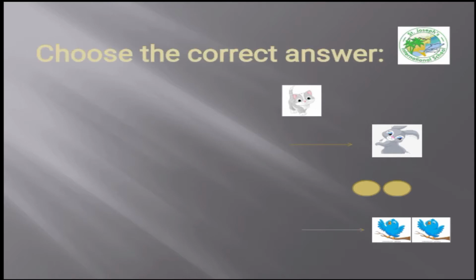As we have said, with the singular nouns, we use this and that. This for the close objects, that for the far objects. With the plural objects, we use these with the close objects and those for the far objects. Now, let's solve some exercises.